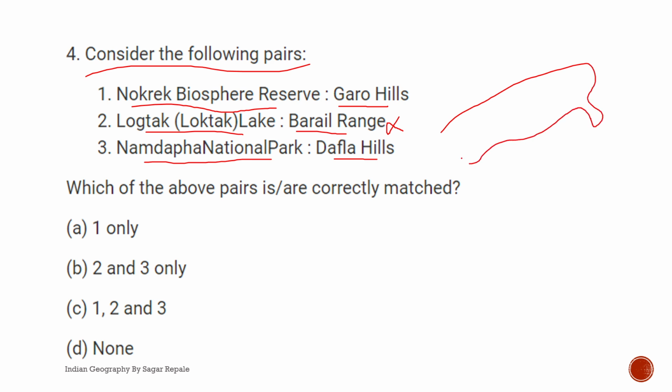So this is the rough map of Arunachal Pradesh. And we know Dafla Hills. Then here we have Dafla Hills, then Abor Hills, then Miri Hills, then what? Mishmi Hills. DAMM: Dafla, Abor, Miri, Mishmi Hills. And Namdapha National Park is located somewhere here. So obviously, Namdapha National Park is not located in the Dafla Hills, but near the Mishmi Hills. So this statement is also wrong. So here you should remember that Namdapha National Park is in Arunachal Pradesh. You should also know the sequence of the important hills in Arunachal Pradesh.